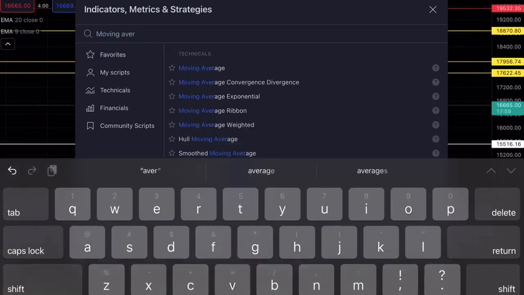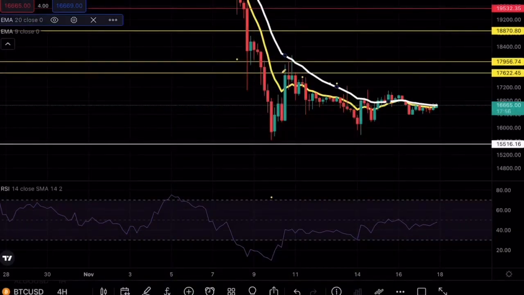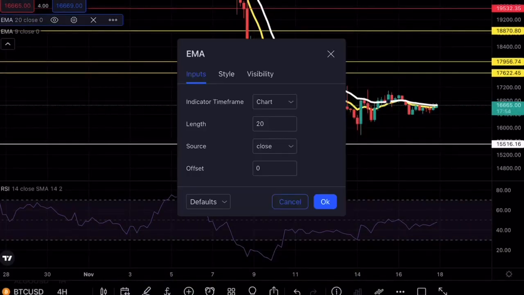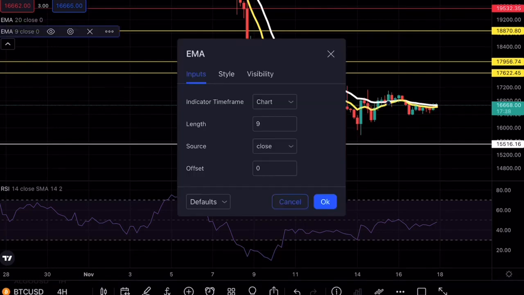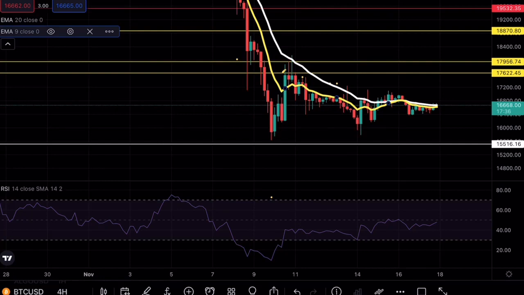Ideally, this is what you are looking for, and once you have it open, it will look something like this. Obviously, my charts are already drawn, so I'm not going to be changing them. You'll have indicator time frame, length, source, and offset. The only thing we're going to change in here is the length, and we're going to change that to 20. Once again, you do that once more and create another exponential moving average and change that length to 9. So once you do all of that, you will have two lines drawn.